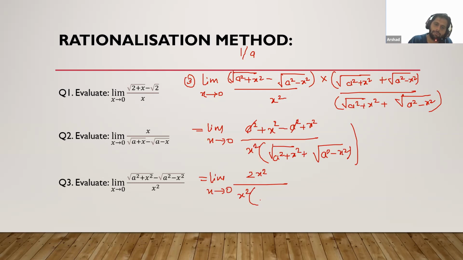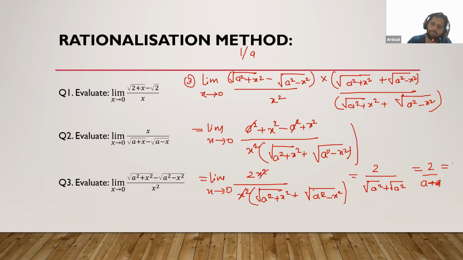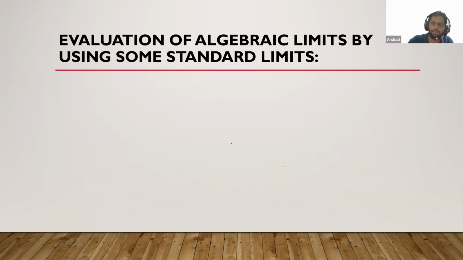And here you will get under root of a square plus x square plus under root of a square minus x square. So x square will get cancelled out. Here you will get 2, put the limit here. So under root a square plus under root of a square, this is equal to 2 by a plus a, which is equal to 2 by 2a, which is equal to 1 by a. This is clear, Fahad? Okay, great. Now we are going to start next.